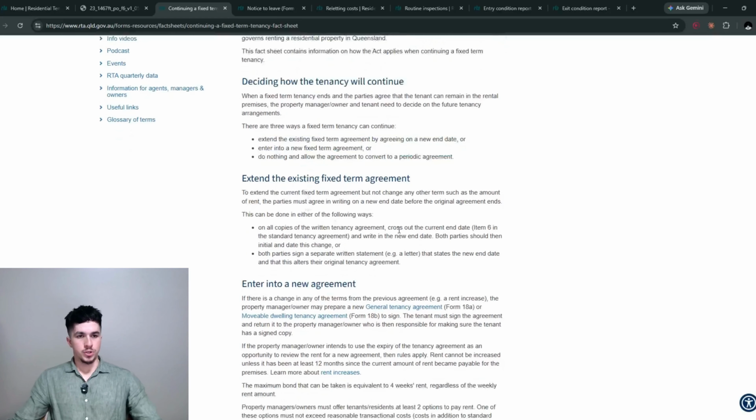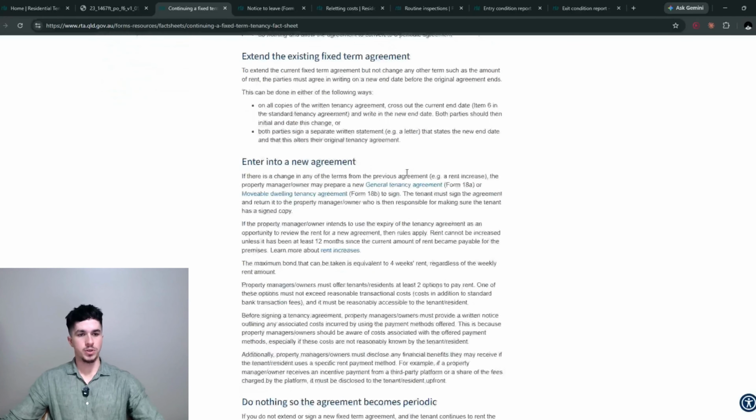The first option to extend the existing fixed term agreement is not my preference. There may have been some legislation changes, or we may want to increase the rent as well. And if we're just simply extending the lease agreement, that will not be suitable to implement a rent increase or any new conditions that we want.